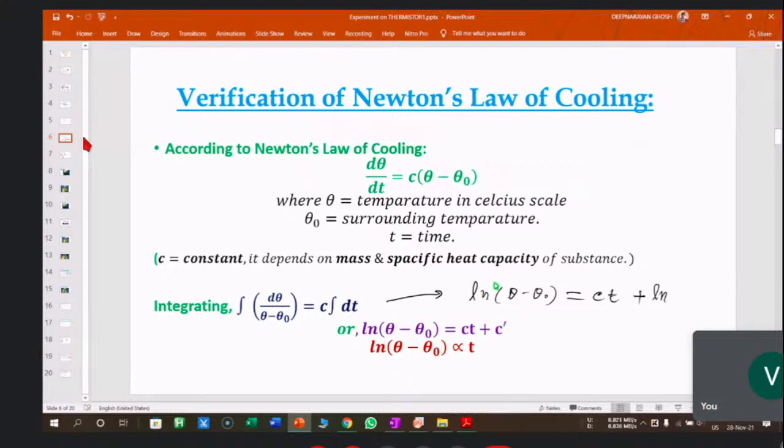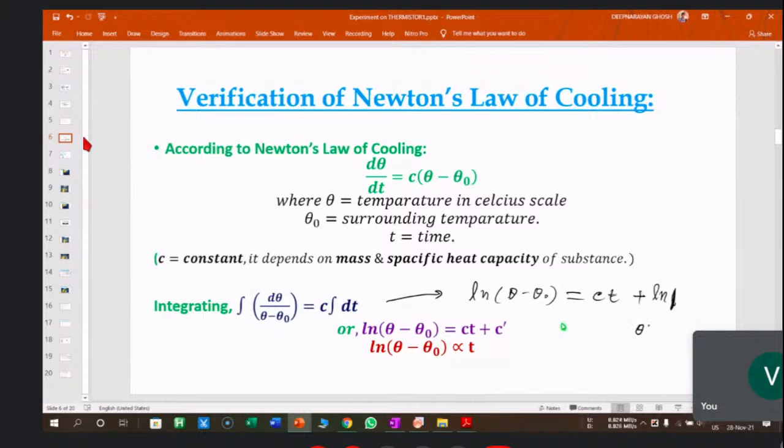But ideally, you should say ln of mod theta minus theta naught when you perform the integration. Later on he will plot log of theta minus theta 0, where theta 0 is the room temperature. He will come from higher temperature towards room temperature, and plot that as a function of t. Then the slope will give you the c, and the intercept will give you the c prime. That, I think, was his idea for this equation.